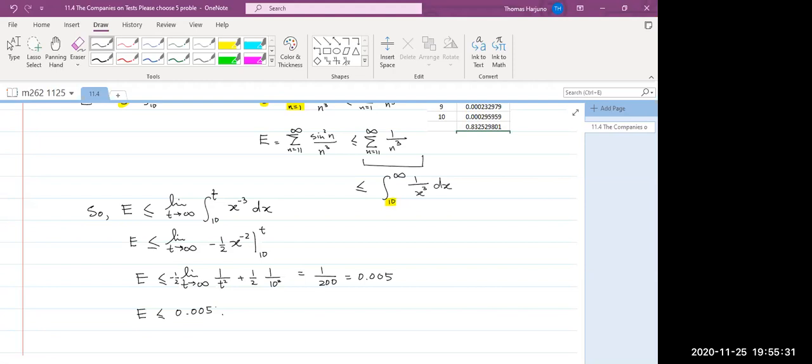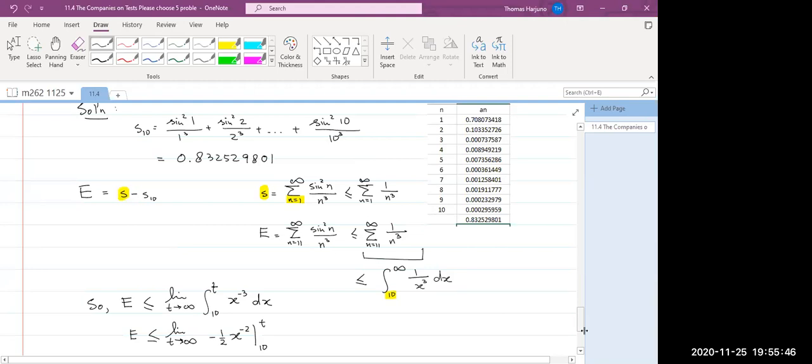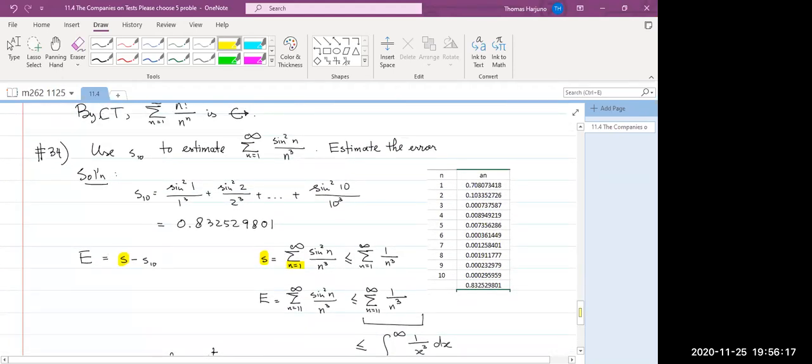Okay. The error is less than that. Now you will see that the nice thing about this is, the more terms you take, the error gets smaller, right? As n is increasing, your 10 also increases. So eventually the upper bound of your error will go to zero as the number of terms gets larger. In actuality, the error may be a lot less than this, very likely a lot less than this, not just less than this.